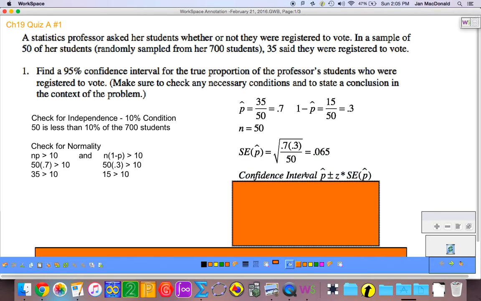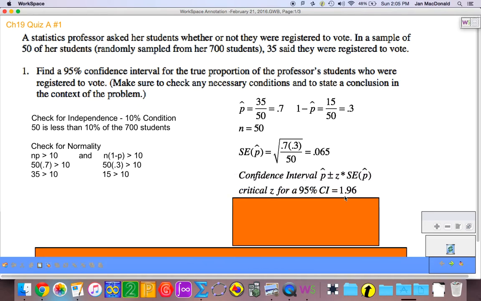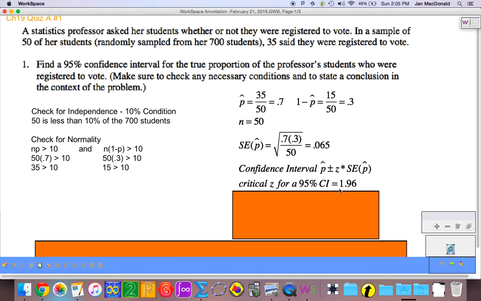So again, a confidence interval is always in the form of p hat plus or minus the critical z times the standard error of p hat. Well, we have the standard error of p hat, we have p hat, and we know we want a 95% confidence interval. Our critical z for a 95% confidence interval is 1.96. If you have any question regarding this number, please see me, or please ask in class. So now we have 1.96 times the standard error.